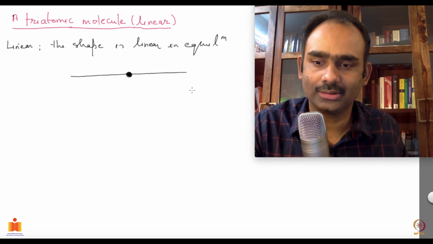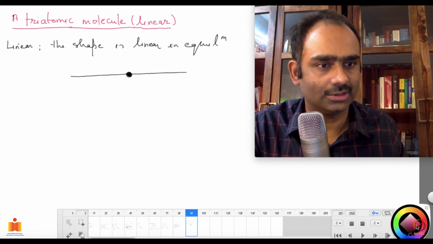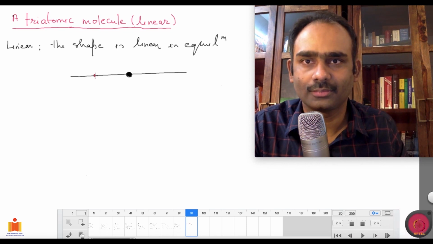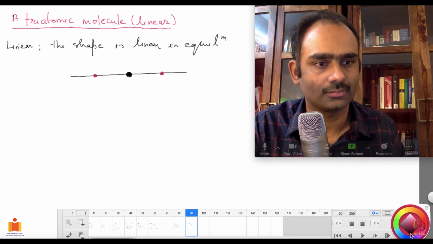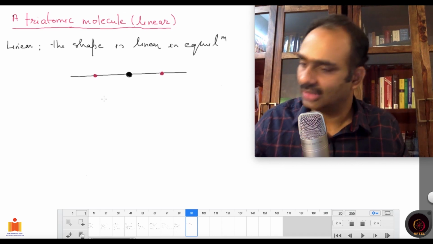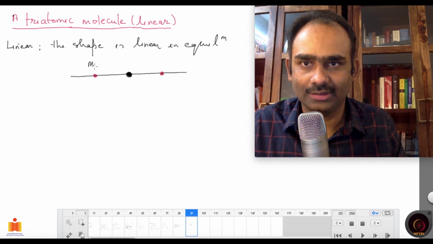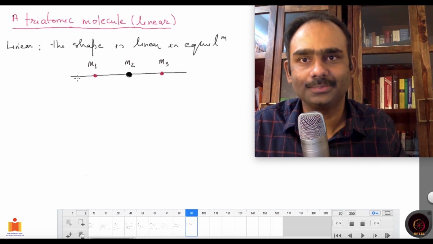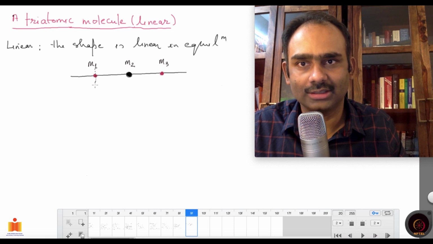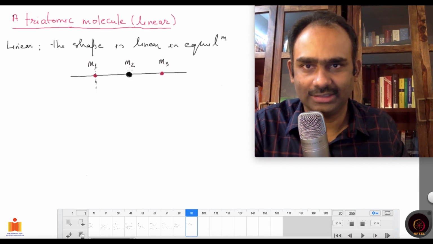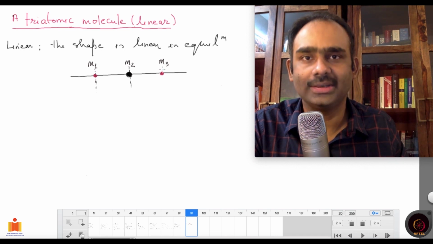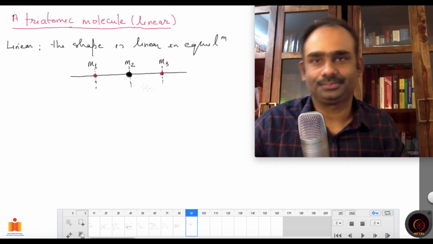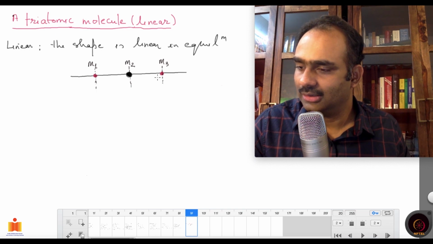It will be nice if I can bring in some different color. Okay, good. Let me say that this one has mass m1, that one has mass m2, this one has mass m3. So these are the equilibrium positions. Meaning that when the particles are situated here, they do not experience any force. That's what an equilibrium position is, right? That's good.